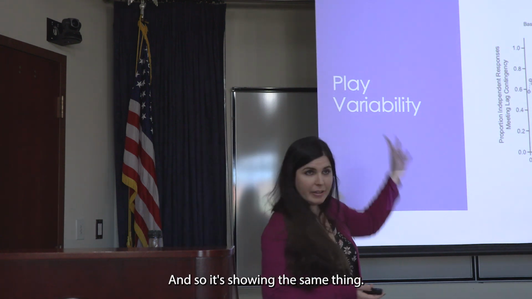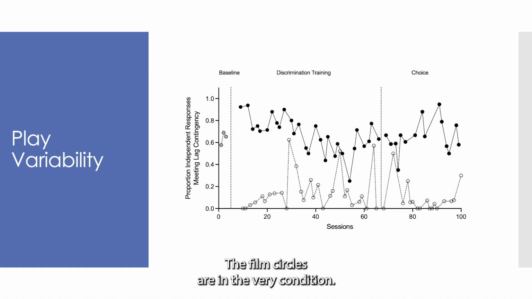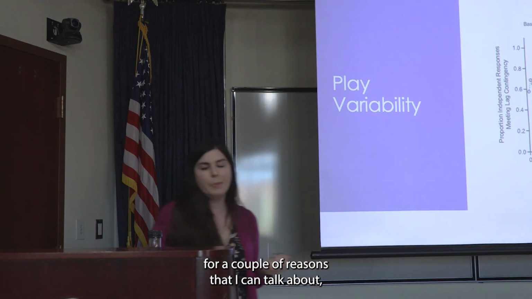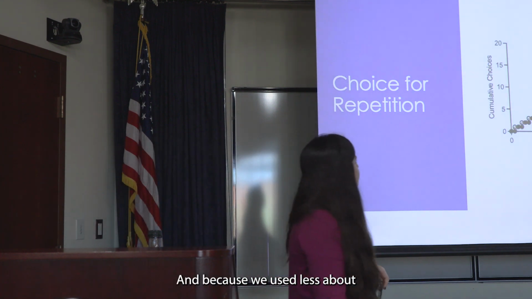And so it's showing the same thing. This is how variable her play was in each condition. The filled circles are in the vary condition. What you might notice during discrimination training is that it's not quite as clean as the others. So with the others, we had very high levels of variability and very, very low levels in repeats. And that was a little bit more difficult here for a couple of reasons that I can talk about. Probably because we used the same playset, which made it a little bit harder, and because we used less prompting.